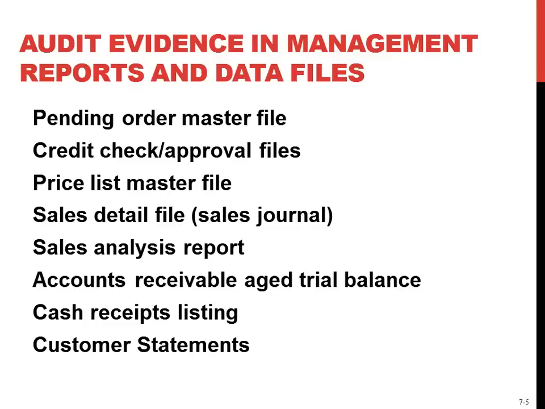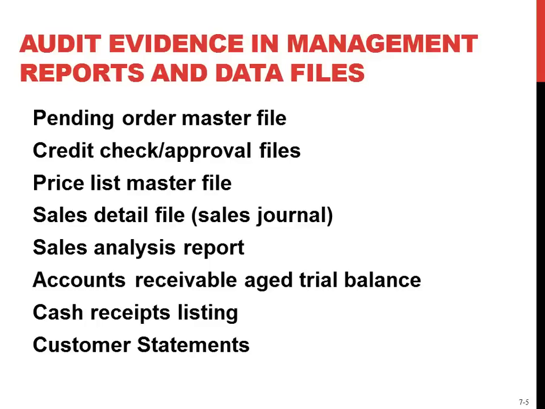Price list master file, this goes with the accuracy assertion, because you want to make sure that sales are made and customers are billed in accordance with the company's approved master price list. Sales detail file, or what we call a sales journal, is a major file that you use in your audit testing, because you use it to test both occurrence and completeness. Occurrence: all sales recorded in the sales journal actually occurred. Completeness: all sales that should be recorded are recorded, in other words, all shipments are reflected in the sales journal.